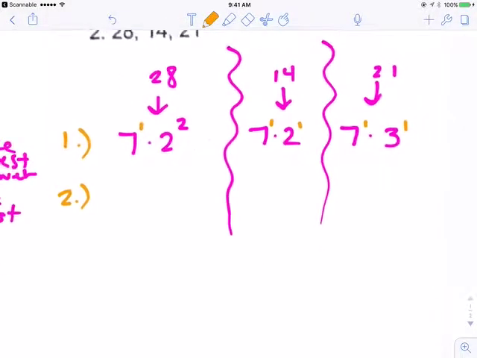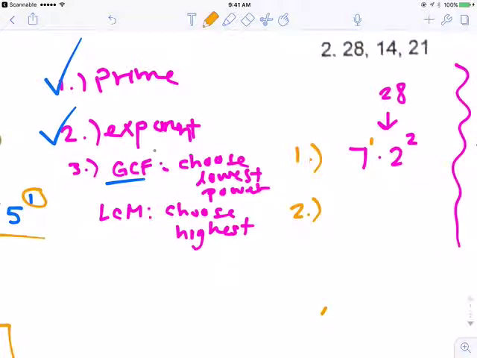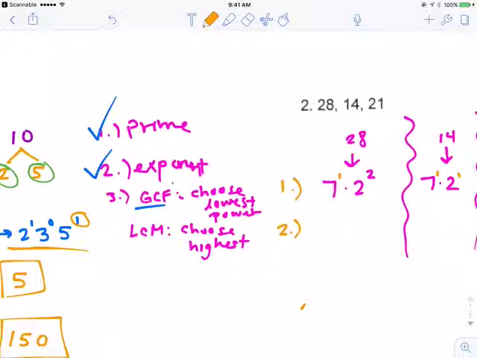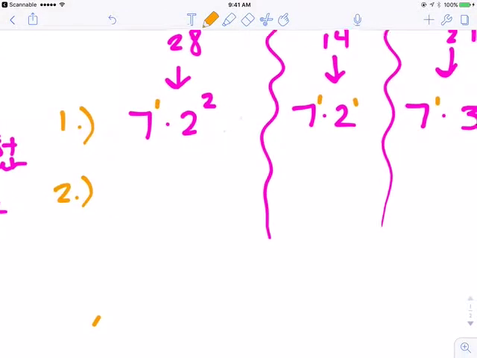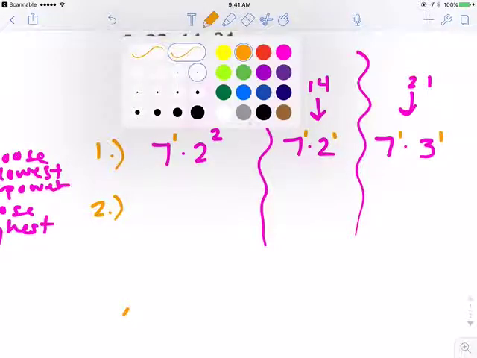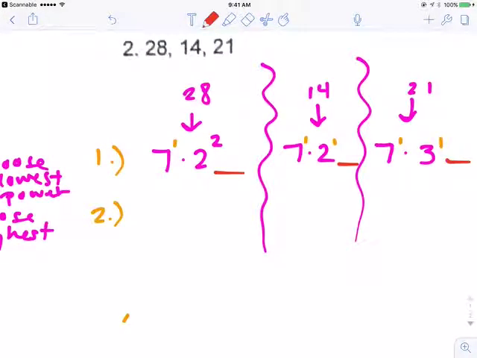Step 2 is what? Multiply the lowest exponents. Oh, wait, that's to find the greatest common factor. So, let's see. Prime factorization, we did that. Did we write with exponents? We did that, right? So now we're going to try and find this greatest common factor. But is there anything missing from any of these? How many different numbers do you see? Well, we're missing a 3 to the power.